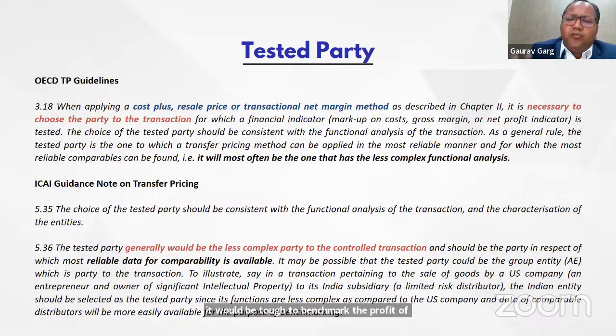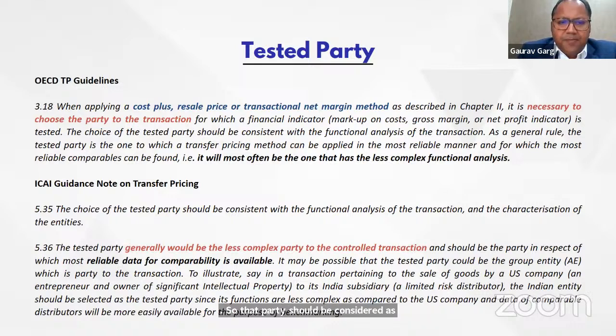And that's why you look for a simpler entity, which is, let's say, only involved in the purchase or resale of a product, doing less complex functions. The returns are more in sync with the functions. If I'm doing some activity today, I will get the return tomorrow. So the turnaround of function and return is quicker. So that party should be considered as the tested party.